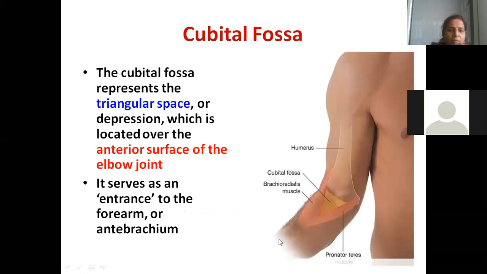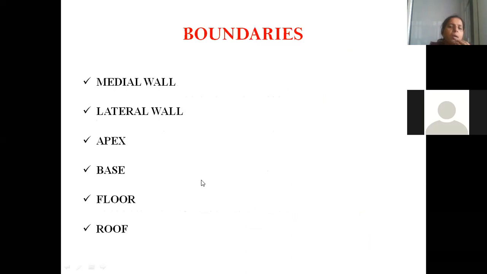The cubital fossa is a triangular space or depression located over the anterior surface of the elbow joint. It is the place where the arm enters the forearm. So this is the arm and this is the forearm. Brachium is arm, antebrachium is forearm. Yesterday also we talked about it. Now, what are the various boundaries we have? We have the medial wall, lateral wall, apex, base, floor and roof.